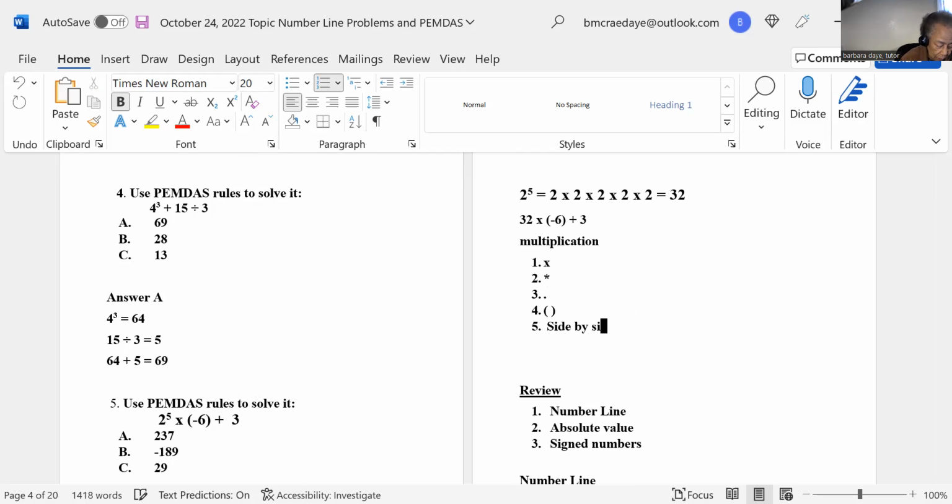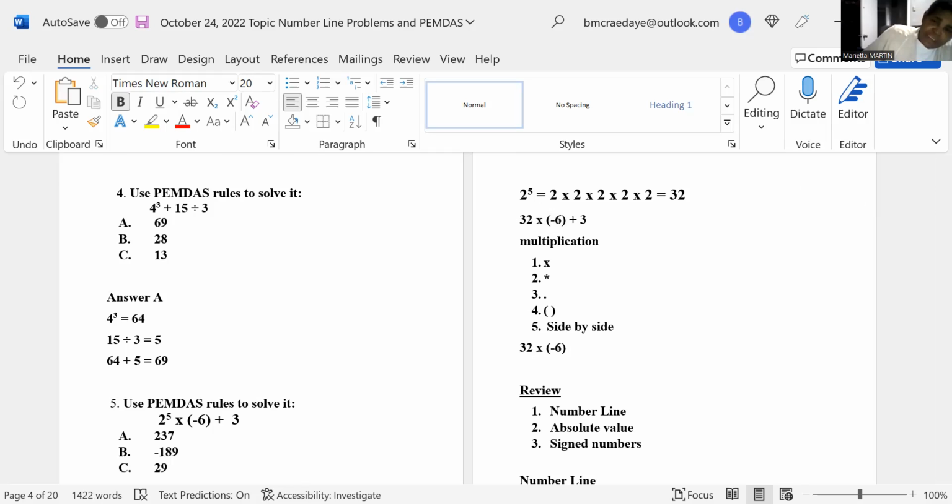Well, I did the parentheses with the 32. Yes, see, this is 32 times a negative 6. That's a multiplication, and you do this first, right? So let's just take this. That's the multiplication. So what is that equal to? What's 32 times a negative 6?